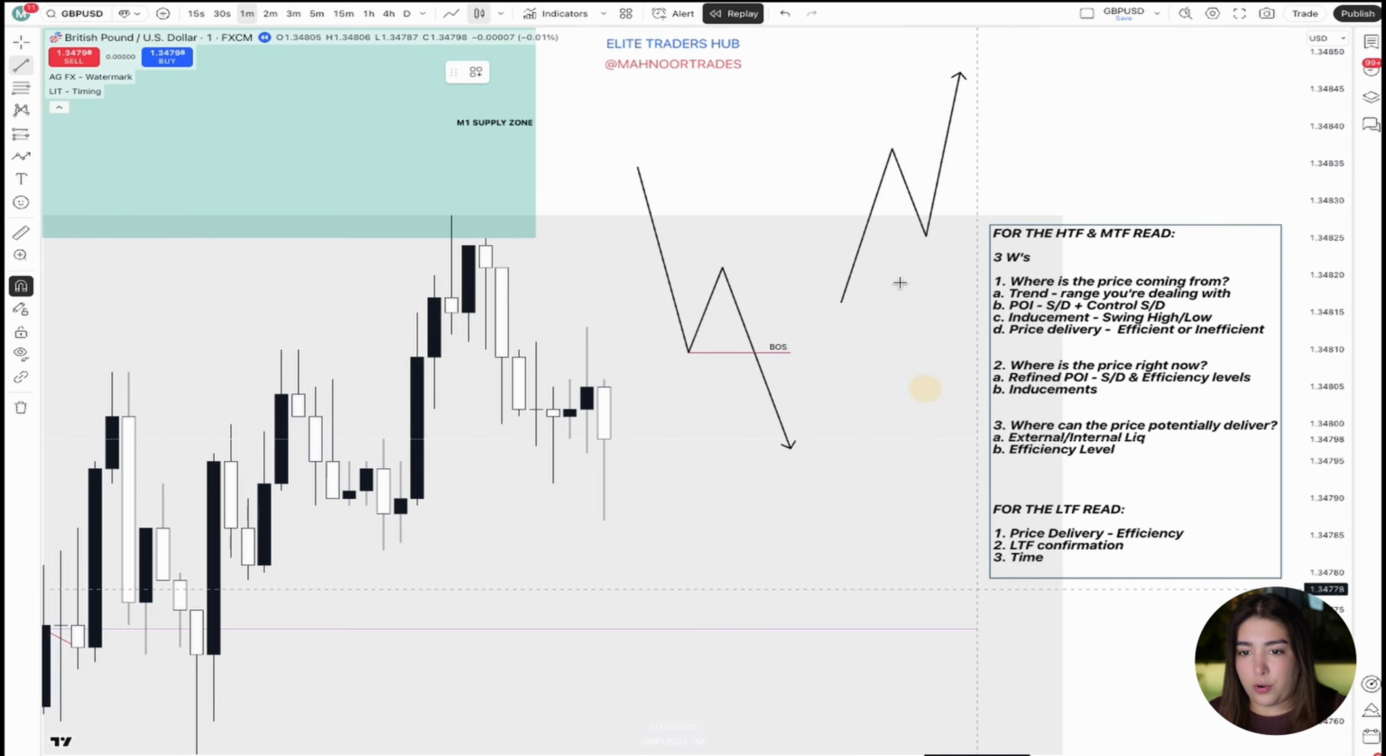All you've got to wait for is obviously the break of structure. Once that break of structure is given, that second leg is confirmed, and you can enter via the break of structure, or you wait for a bit of a pullback, a mitigation into an imbalanced fair value gap, and then you can enter. Okay.